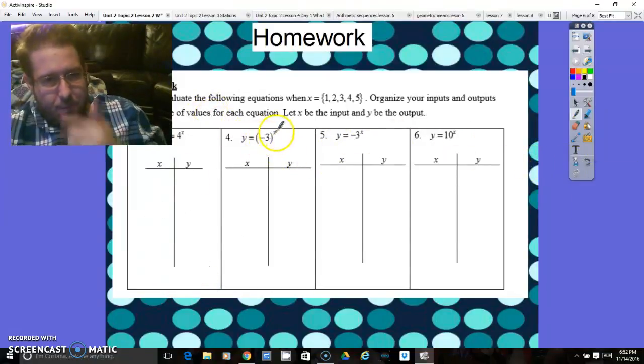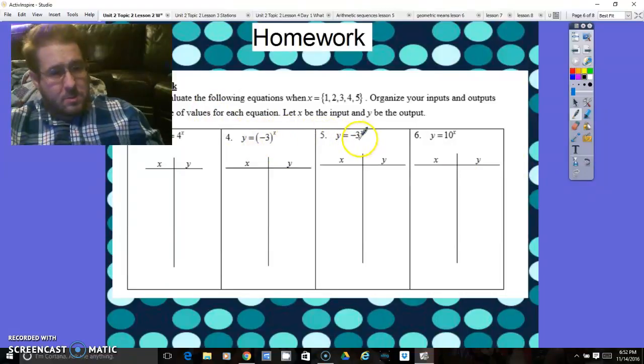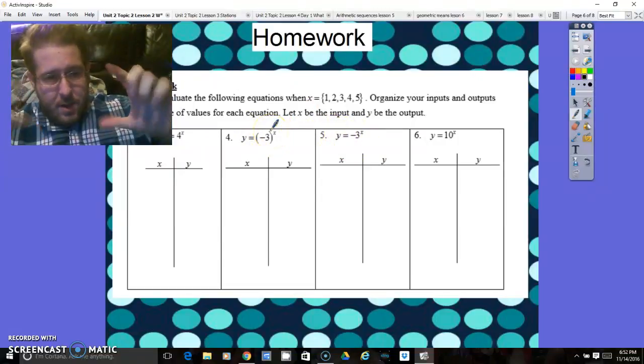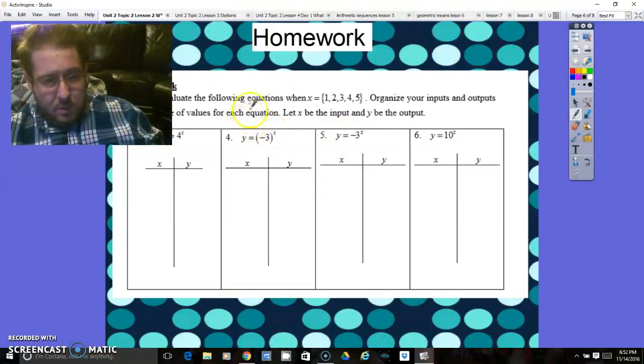So now we've got negative 3 to the power of x. Not to be confused with number 5. That's a completely different question, and hopefully you can see the difference. When you do have parentheses around it, that means the negative 3 is multiplied by itself, whereas over here, it's the negative of 3 multiplied by itself, and it's always going to be a negative answer.